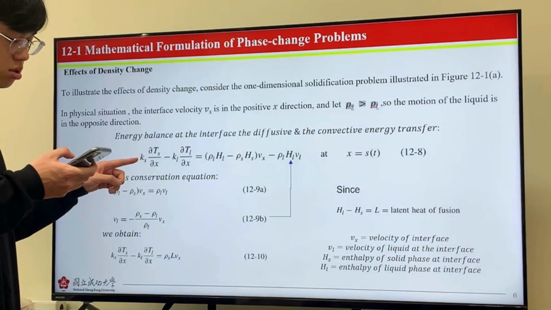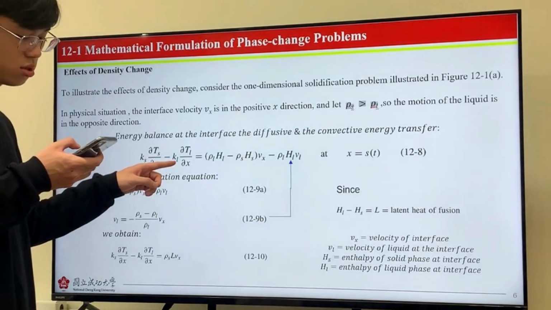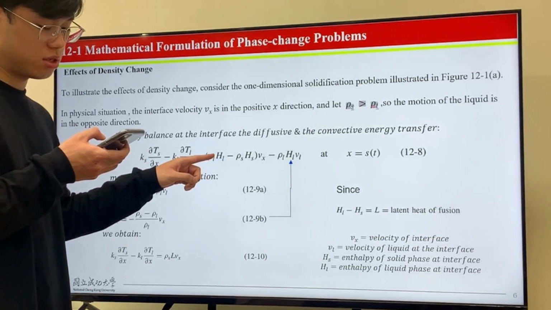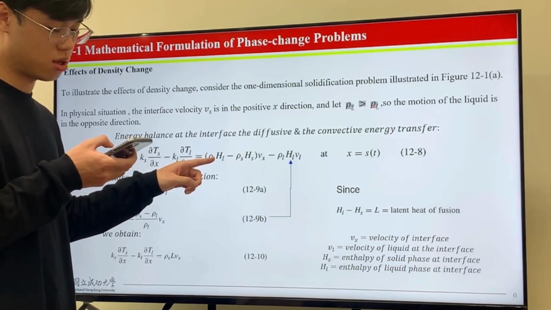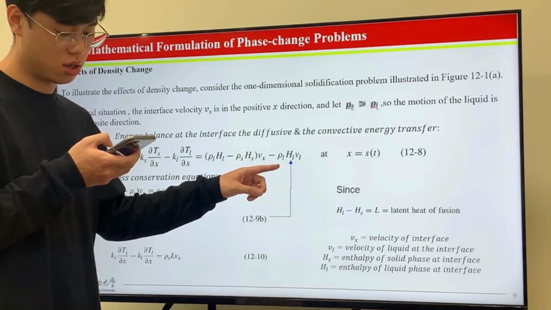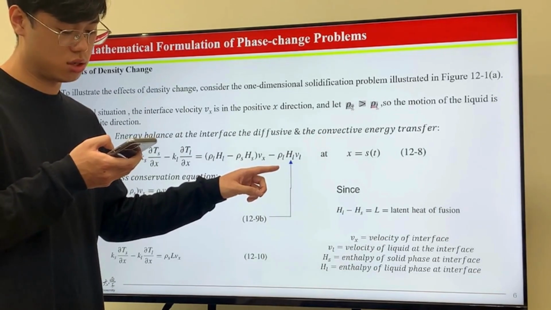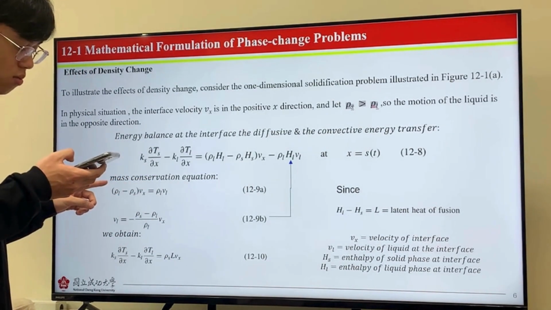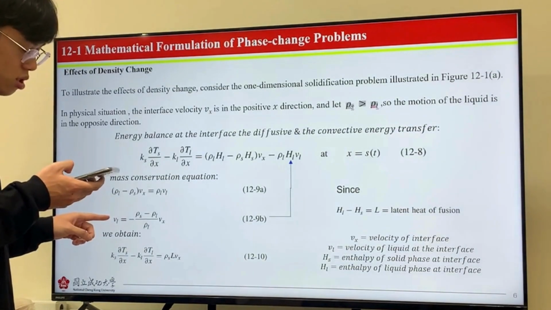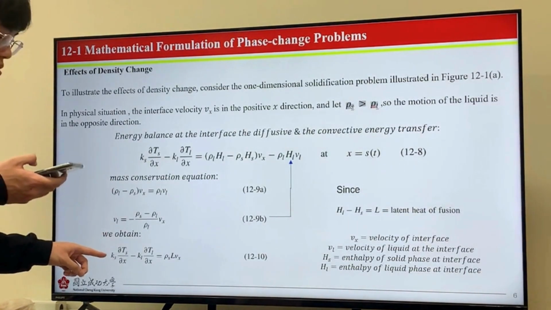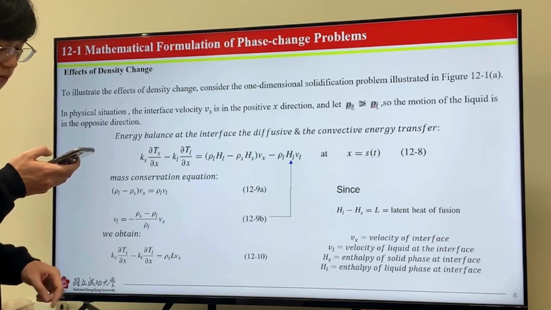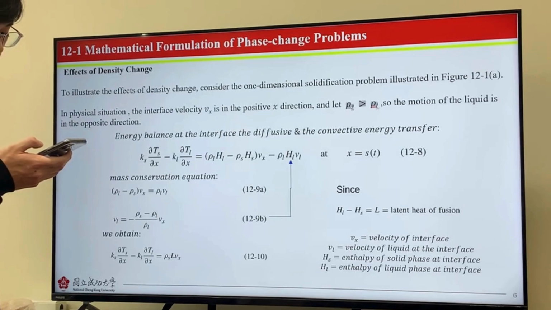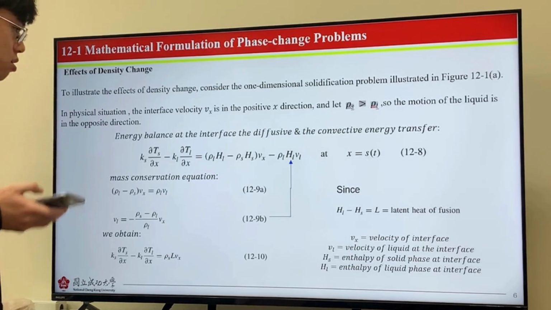This one is the conductive heat flux in the solid phase, and this one is the conductive heat flux in the liquid phase, and this one is the convective energy transfer due to density and enthalpy difference, and this one is the energy correction caused by the liquid flow. Next, the conservation equation is this one, and it can be rearranged to these equations. With these equations, the interface energy balance is simplified to depend only on the interface velocity and the latent heat.